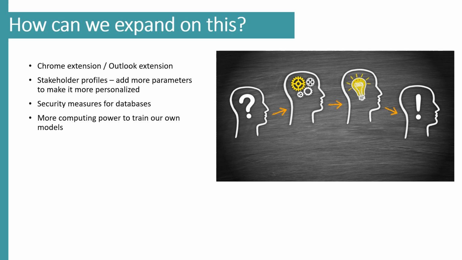A way we can expand our project is by adding a Chrome extension or Outlook extension. This can make it easier to access our model. Also, we can add more parameters to make the stakeholder profiles more personalized. We can also add security measures for the databases to increase data protection. And lastly, have more computing power to train our own models.